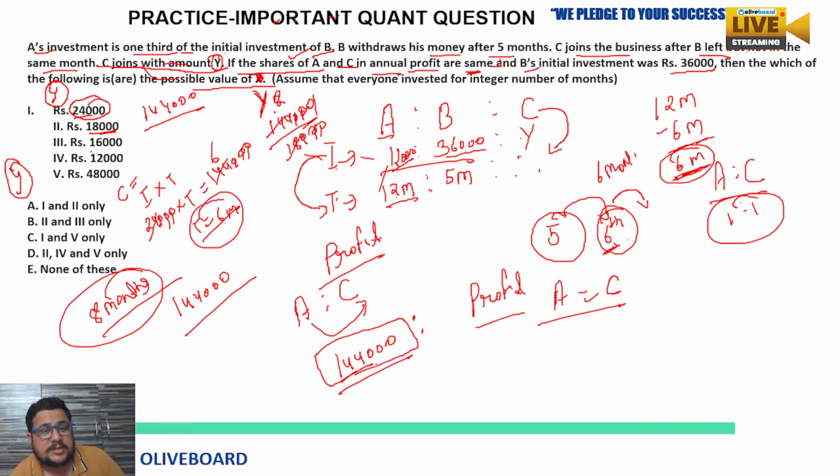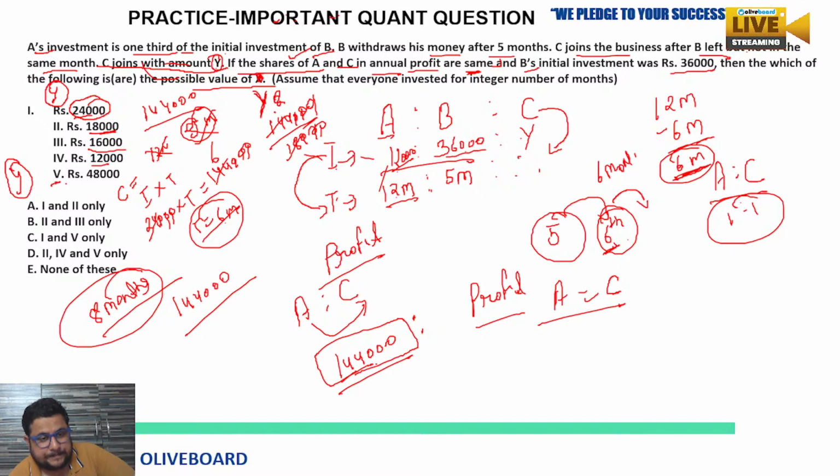Okay. Now similarly for 16, so 144,000 by 16,000. So you will get what? 9. So 9 months possible? No. Similarly 12, so 144 by 12 means 1 year, 12 months you are getting in this case, not possible.